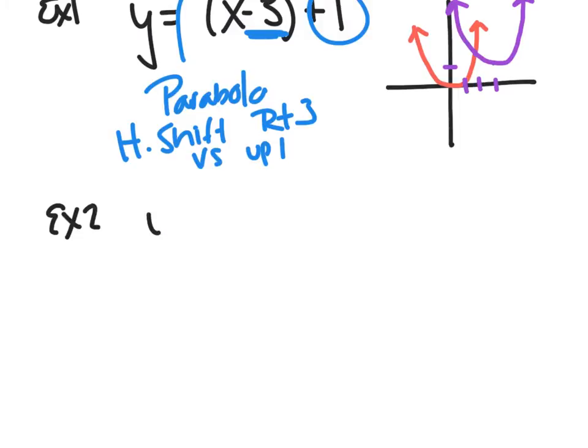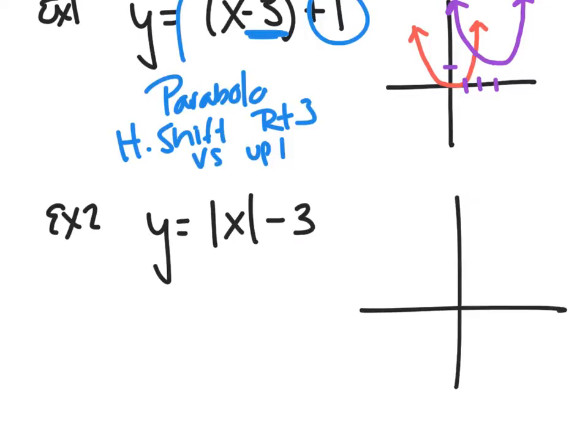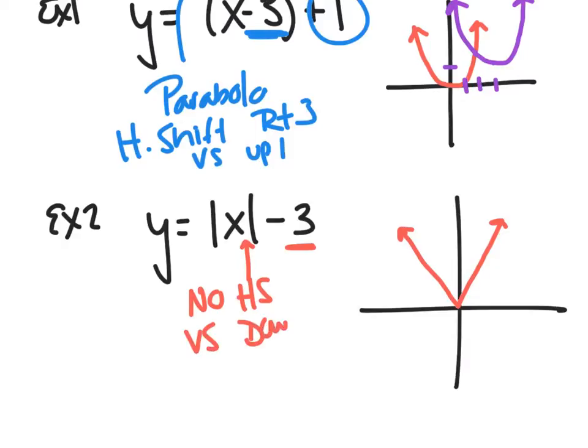Example 2. Y equals the absolute value of x, minus 3. Okay, so let's get our parent graph down. Absolute value of x. The second I see that, I'm making a V in my head. And now I'm saying, where am I going to shift this V? Okay, well, there's no number inside the absolute value, so there is no horizontal shift. The 3 is outside, so I'm going to vertical shift down 3.